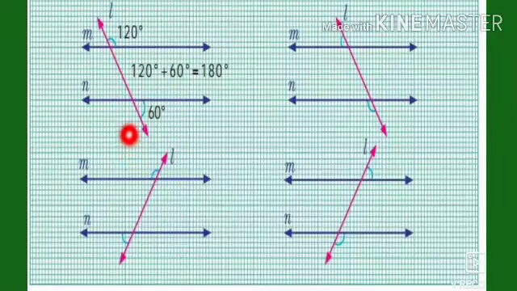So students, from the activity we can conclude that when two parallel lines are cut by a transversal, each pair of exterior angles that lie on the same side of the transversal are supplementary. So when we add 120 degree plus 60 degree, it gives 180, which means supplementary.